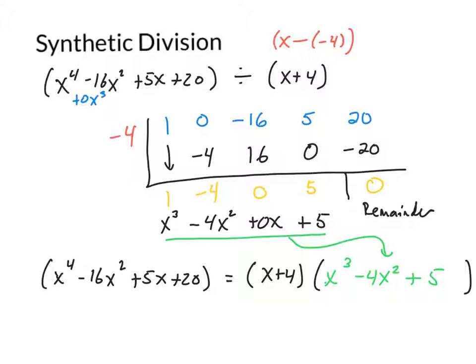Now, I could keep going. If I want to keep trying to factor this polynomial, what I have to do is work with something that's a little bit smaller. So I was over here at x to the 4th. I was able to factor out an x plus 4, and now I have a cubic term, and I can keep going. I can try to find factors of this polynomial here.